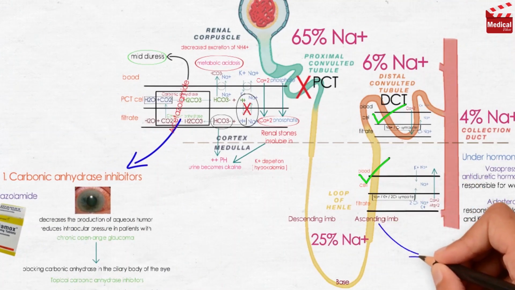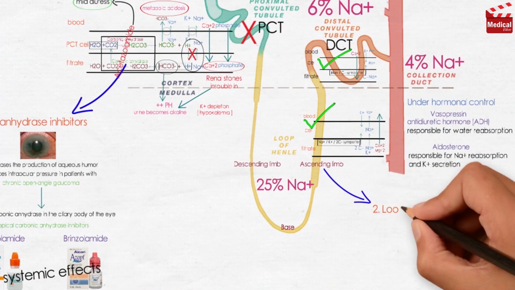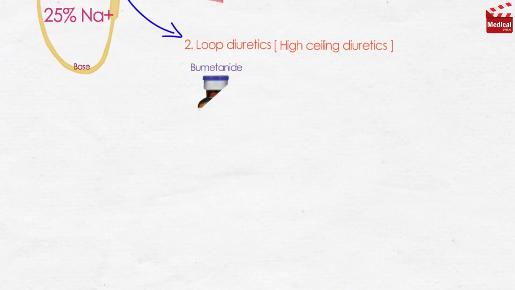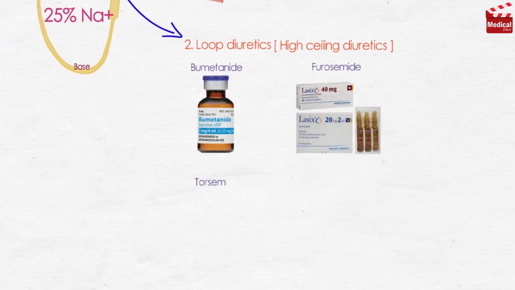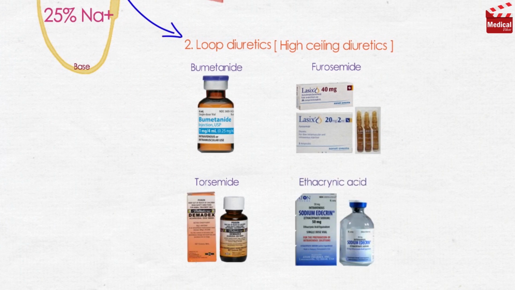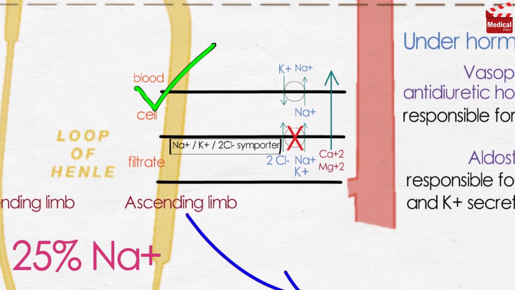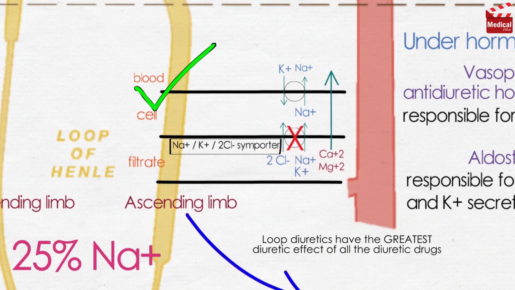The second category we'll talk about is loop diuretics, also known as high-ceiling diuretics, such as bumetanide, furosemide, torsemide, and ethacrynic acid. Loop diuretics inhibit the cotransport of sodium, potassium, and 2 chloride in the luminal membrane in the ascending limb of the loop of Henle. Therefore, reabsorption of these ions is decreased. These agents have the greatest diuretic effect of all the diuretic drugs.